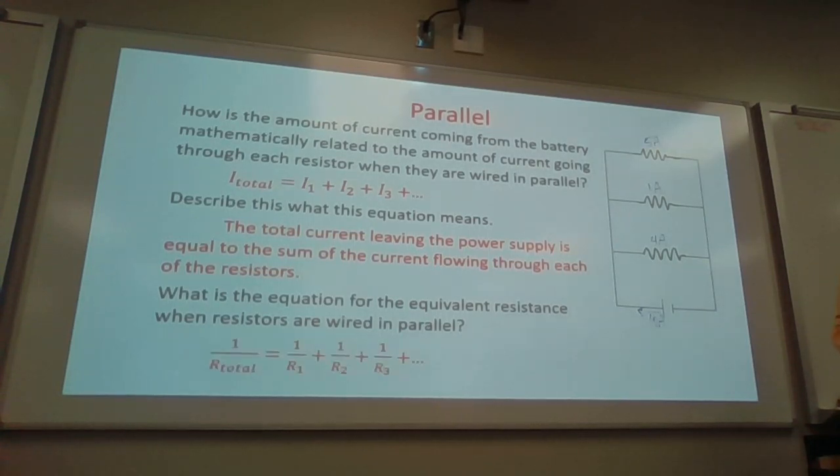And the total equivalent resistance: 1 over the total resistance is equal to 1 over R1 plus 1 over R2 plus 1 over R3, and so on and so forth. And we'll talk about what that means in class.